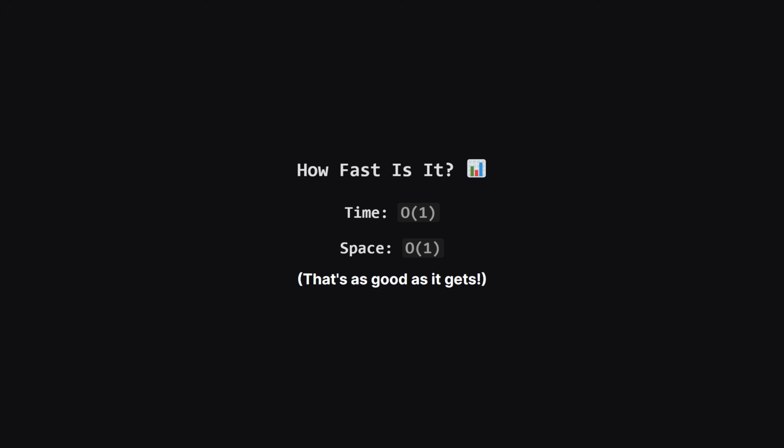So how efficient is this solution? It's fantastic. The time complexity is big O of 1, or constant time. This means it takes the same amount of time to run no matter how big the input numbers are, because it's always just a few simple math operations. Same for space complexity. It's big O of 1 because we only use a couple of variables to store the distances. You can't get more efficient than this.